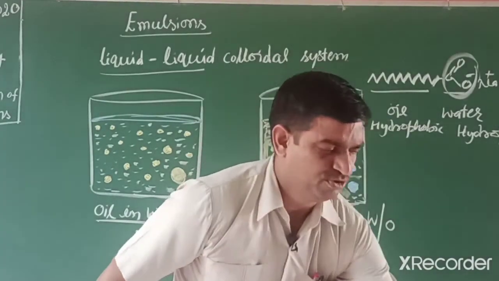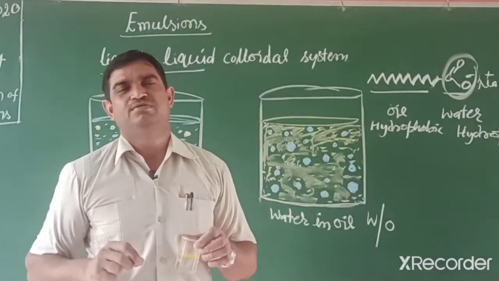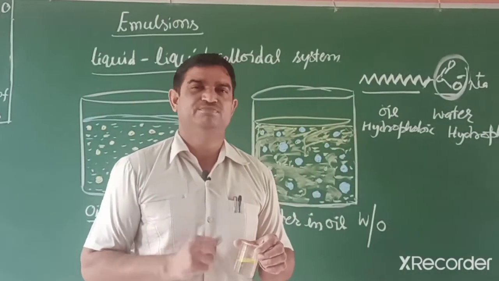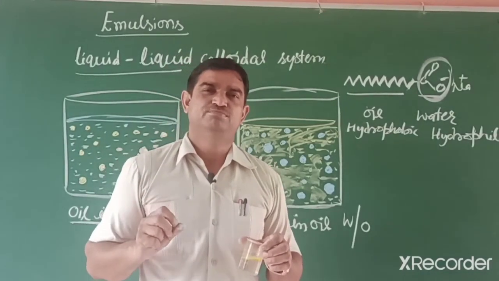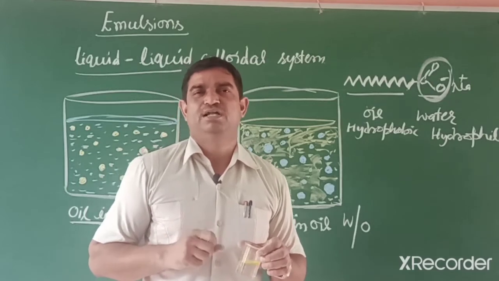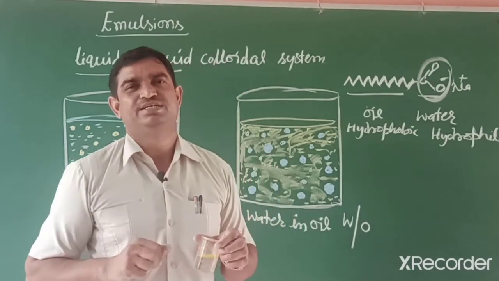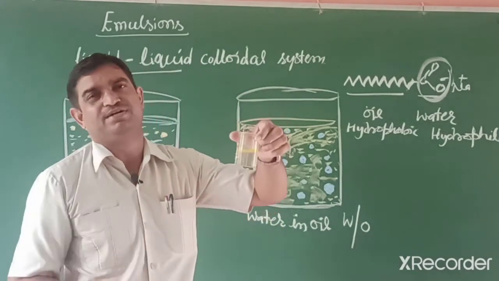So for the stability of this colloidal sol, we need some stabilizing agents, that are emulsifying agents: soaps and detergents, proteins, gums, starch, that are also stabilizing agents. If we don't mix them, then there are separate layers.